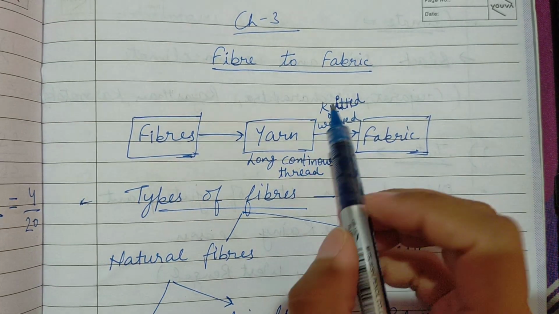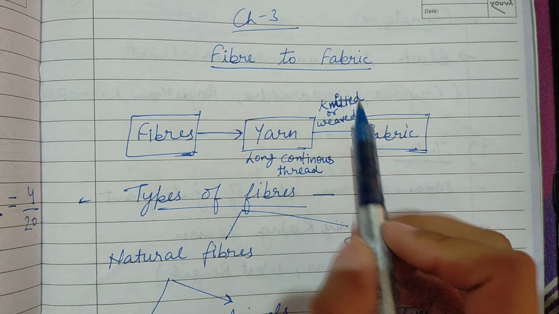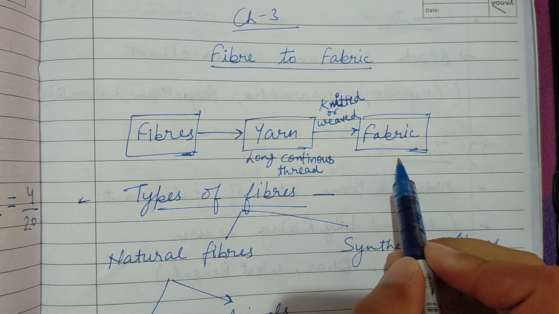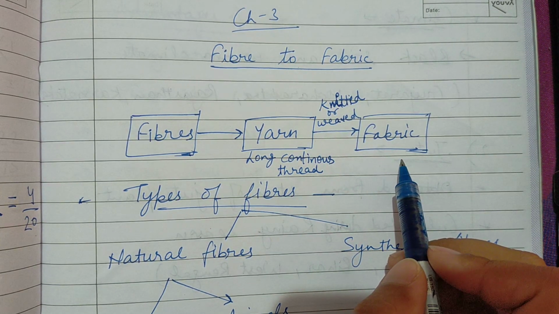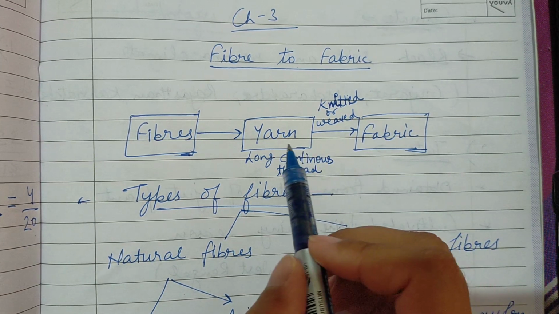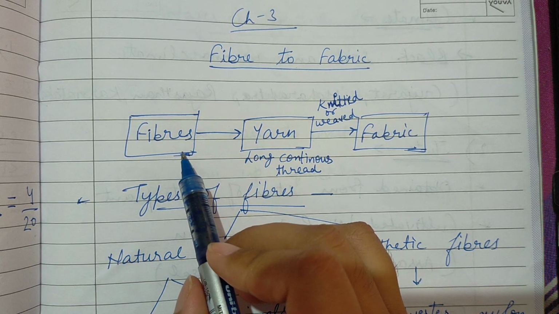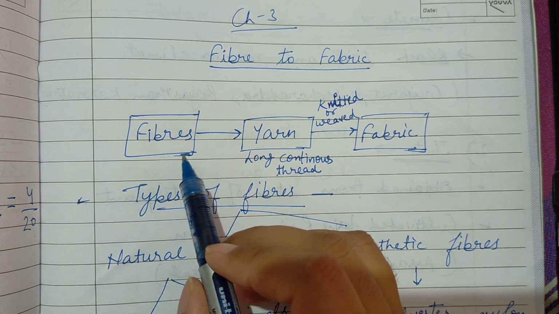Hello students, today we will start grade 6 chapter 3 science. Fiber to fabric. Clothes that we wear today are made up of different types of fabric. Process of making fabric is very simple. Fabric is obtained from fibers. So first thing that you should know is what are fibers.